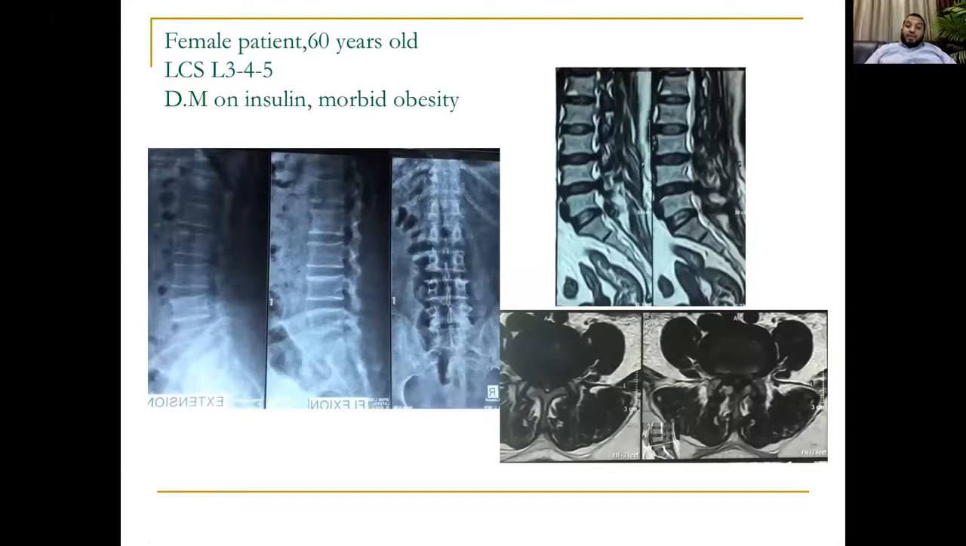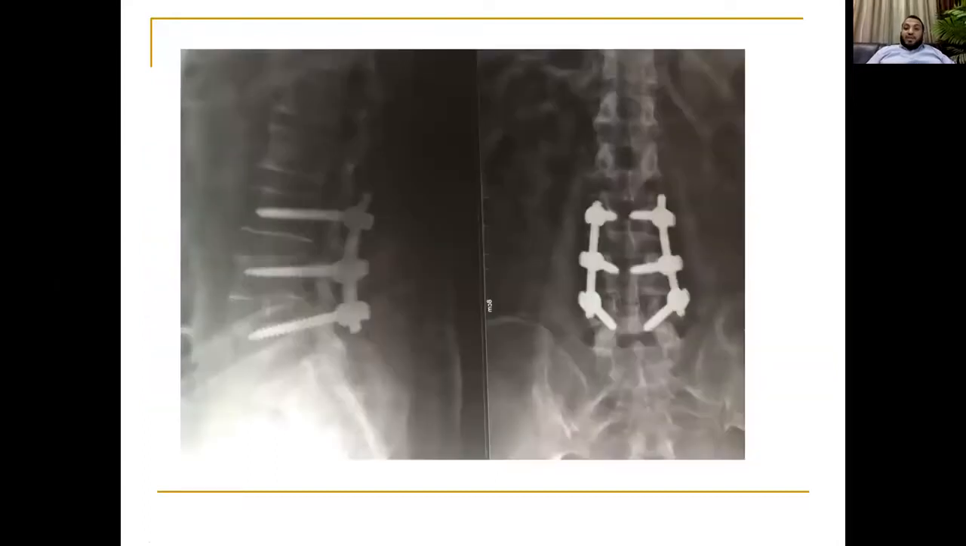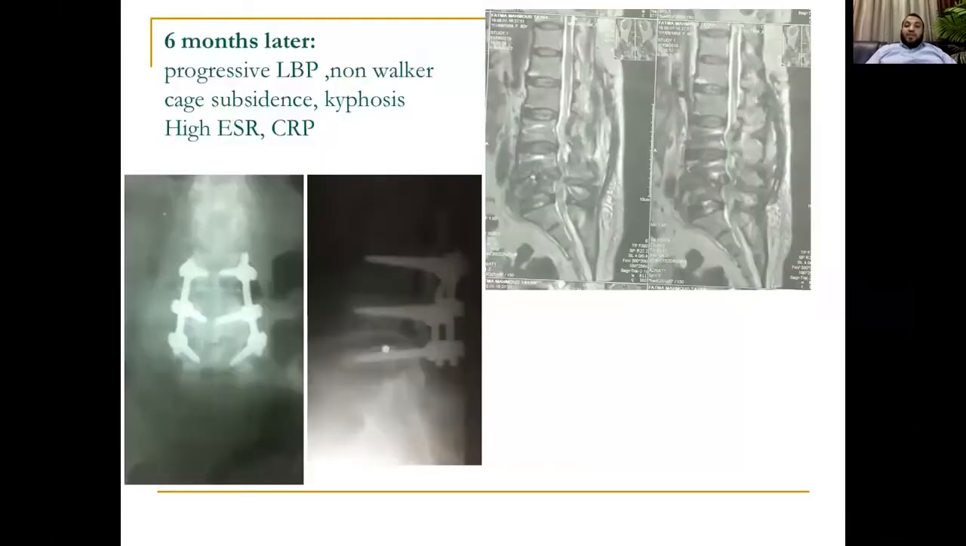But actually, this lady had a double-level fusion in another center. As we can see, the surgeon did an interbody fusion for L4-5 and intertransverse fusion at L3-4, with limited decompression of both levels. The patient went well for a couple of months, and then she started suffering again. After 6 months, she had significant back pain. She was a non-walker. And we can see from this X-ray a cage subsidence and a loose cage.